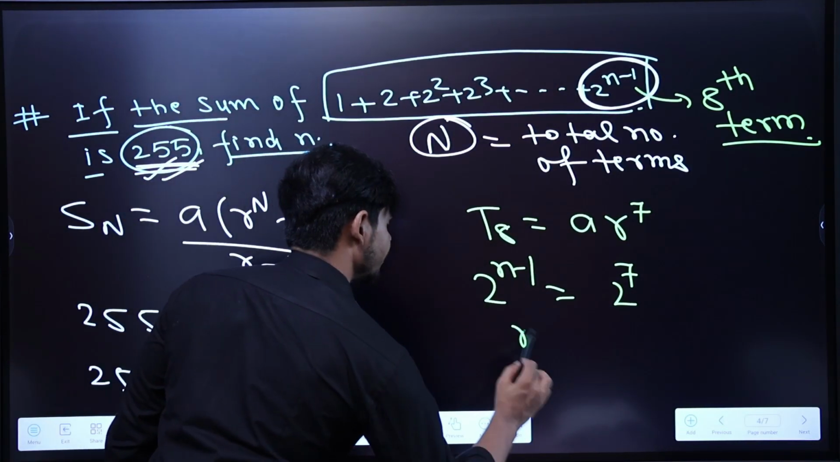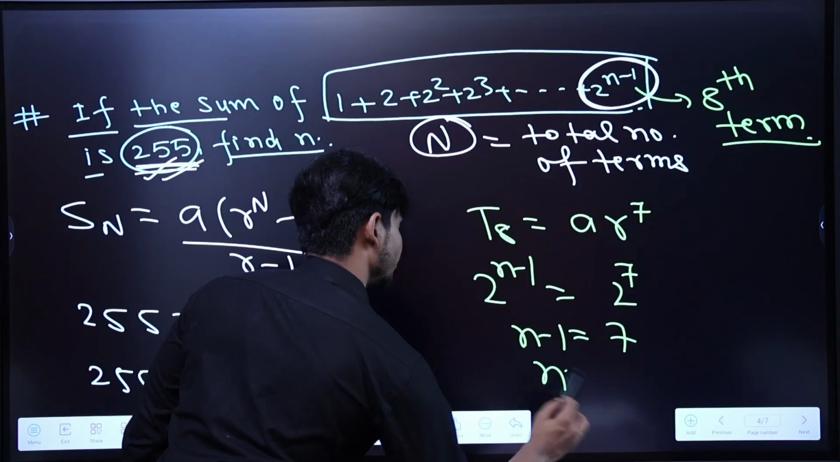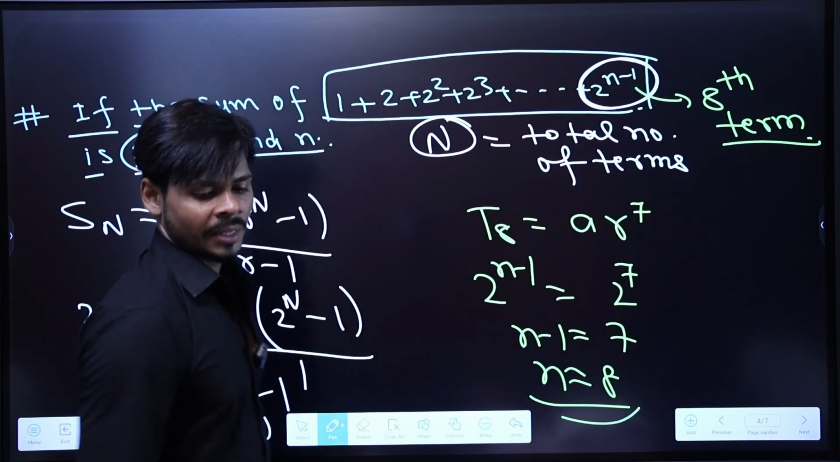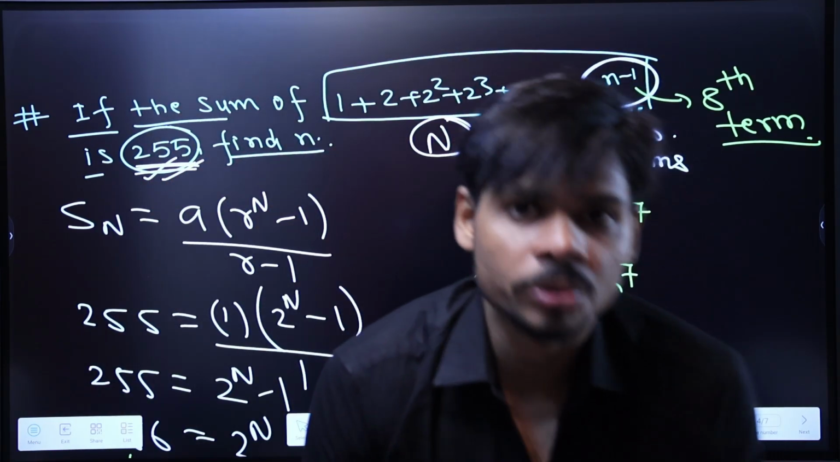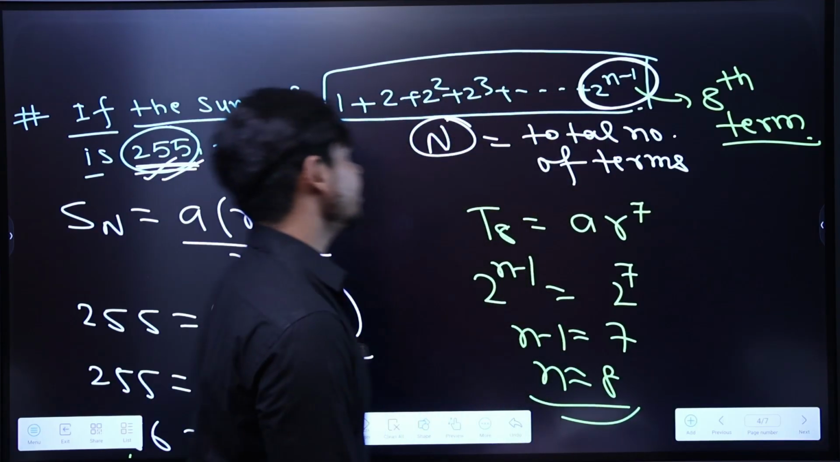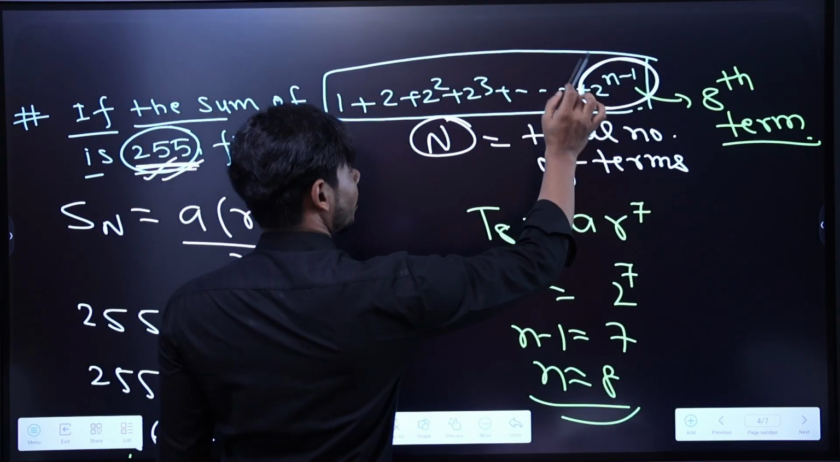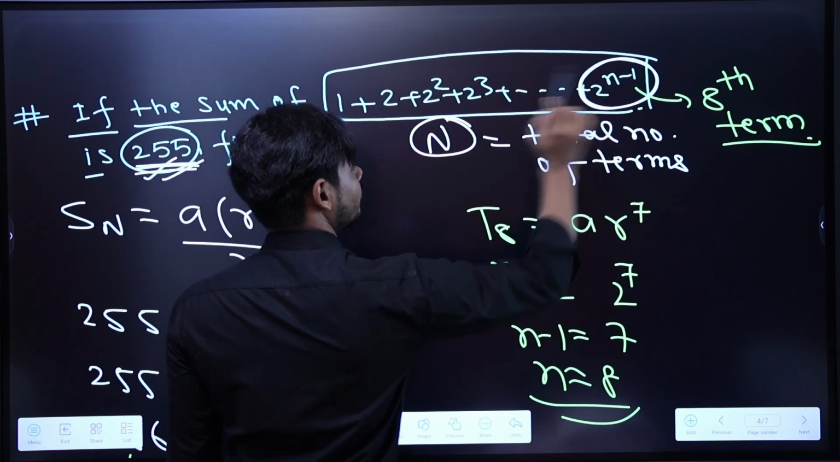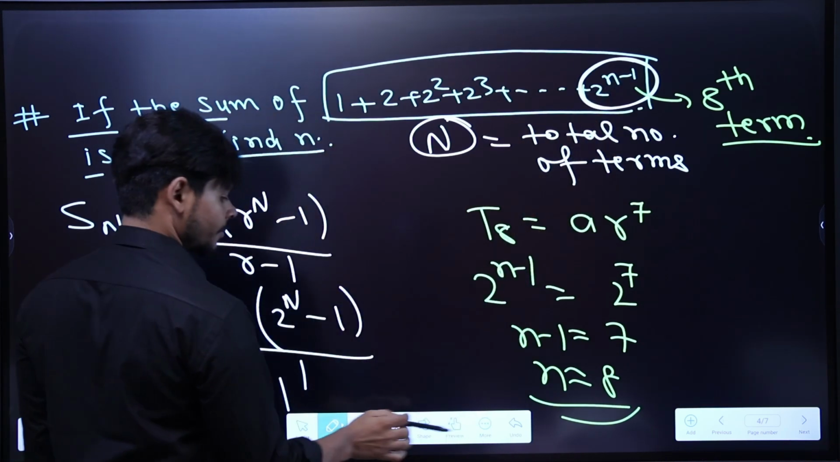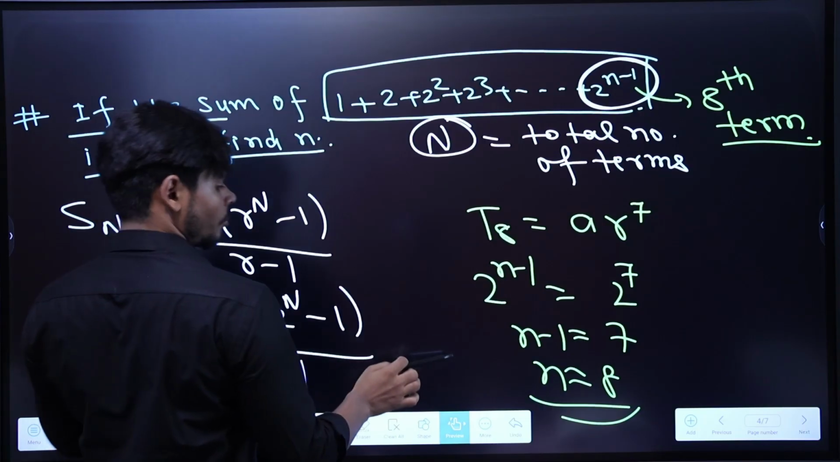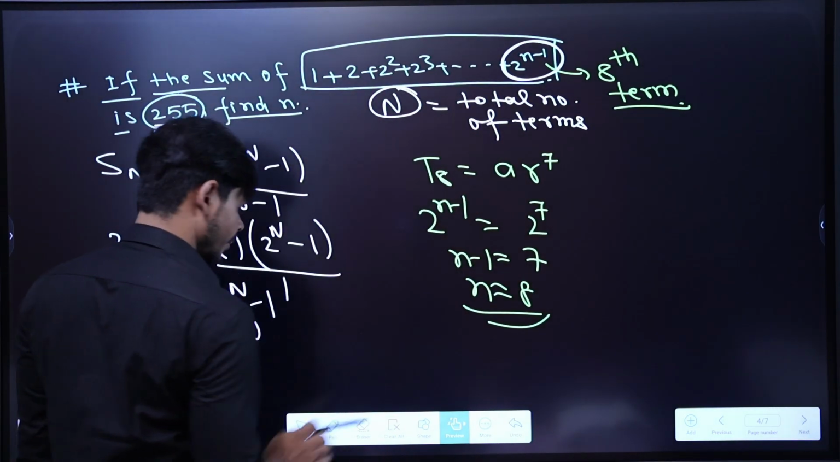And if bases are same, then power will be equal, and so from here small n is also 8. Got it? It means if I substitute over here 8, it will become 8 minus 1, which is 7. So you can say that it's starting from 1, right? Let me write all the 8 terms.